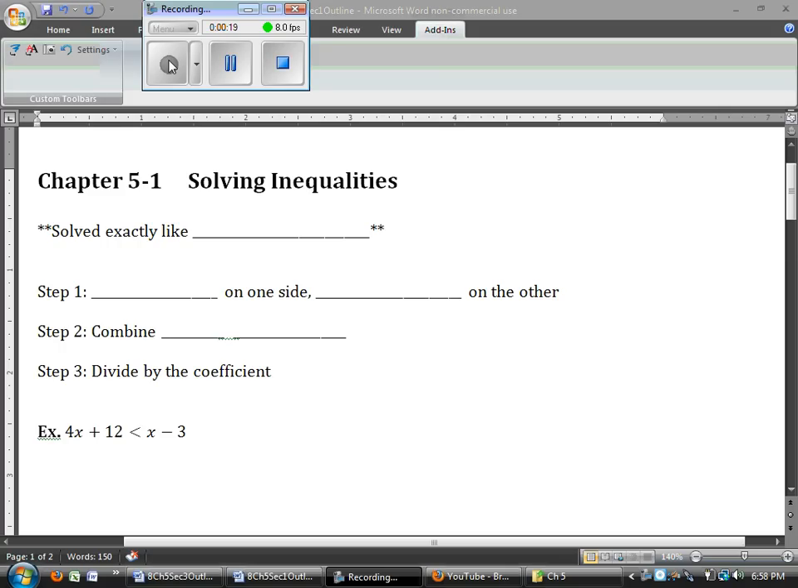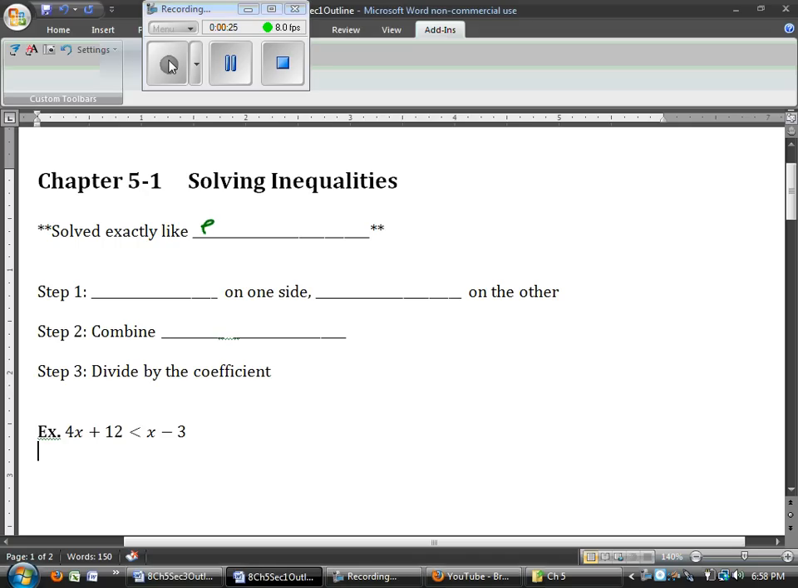All right, Chapter 5, Section 1, we're solving inequalities. Nice thing about these is that inequalities are solved exactly like equations are. Not equations, equations with a Q. Okay, solved exactly like equations are. Our first step, as always, is to get the variables on one side and all the constants on the other.